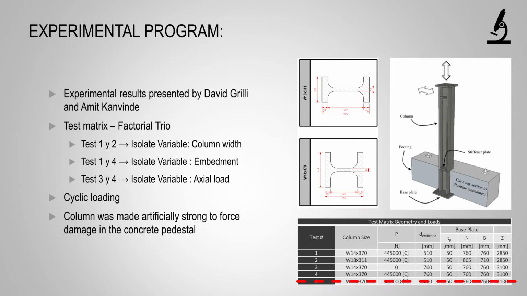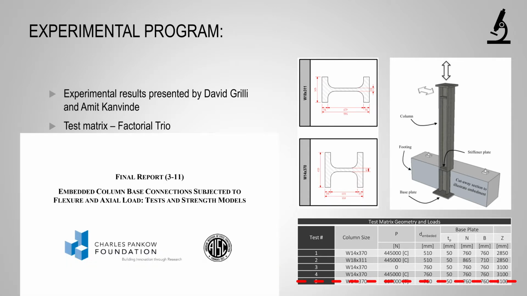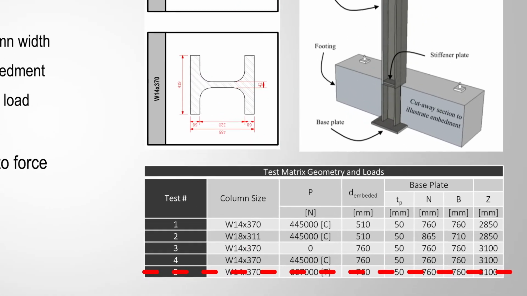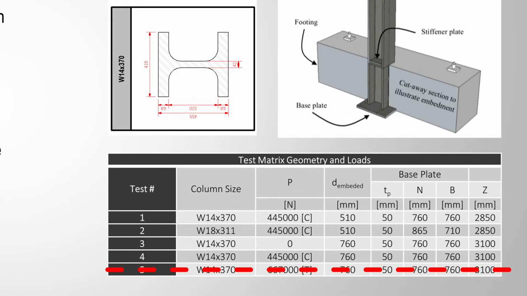The experimental program was developed by David Greeley and Amit Gavinde. They developed a test matrix that may be considered as a factorial trio. The test matrix seeks to isolate 3 main variables: column width, embedment depth, and axial load. All the connections were subjected to cyclic loading, and it is important to take into account that the column was made artificially strong to force the damage in the concrete pedestal.